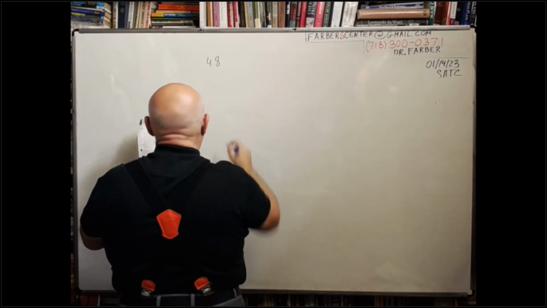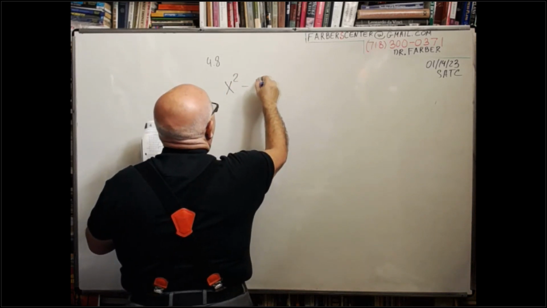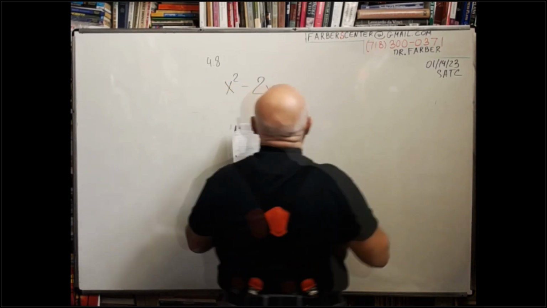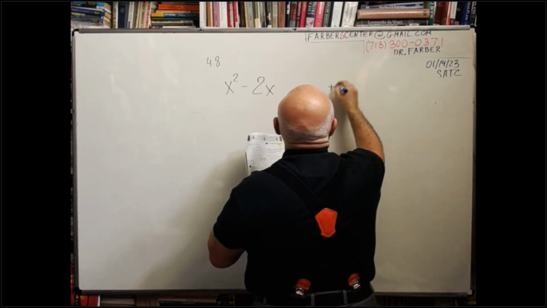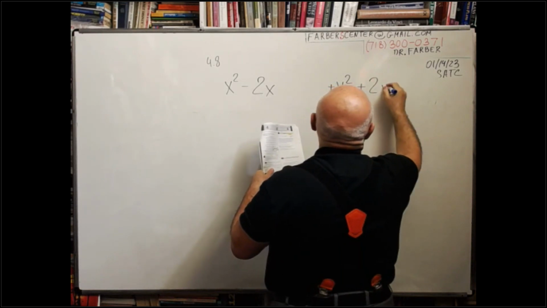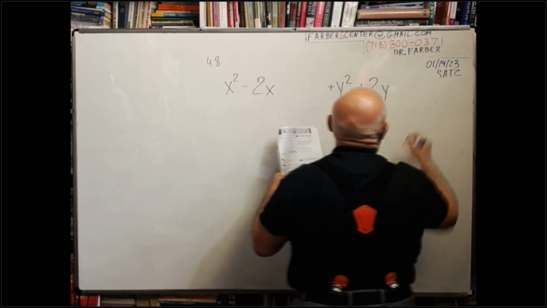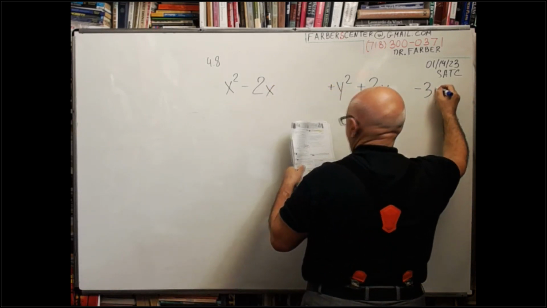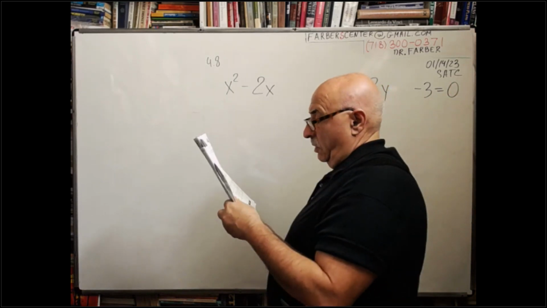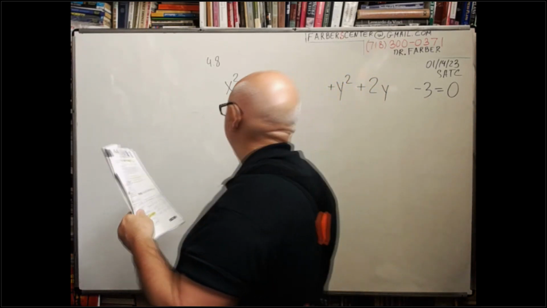We have x squared minus 2x. Let me make some room here, okay? To save time and space. Make some room plus y squared plus 2y, make some room minus 3, and this equals 0. The equation of a circle is shown above. What is the diameter? Find the diameter.